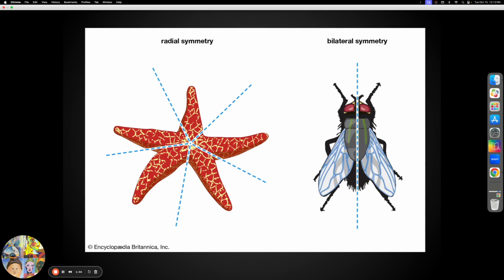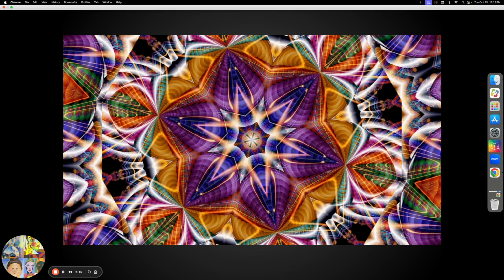In this illustration, using a fly, you would draw a line down the middle of the fly and the left side looks like the right side. But if you drew a line horizontally, the top does not look like the bottom. So we're going to explore radial symmetry, and we're going to do that by creating a kaleidoscope type of image.